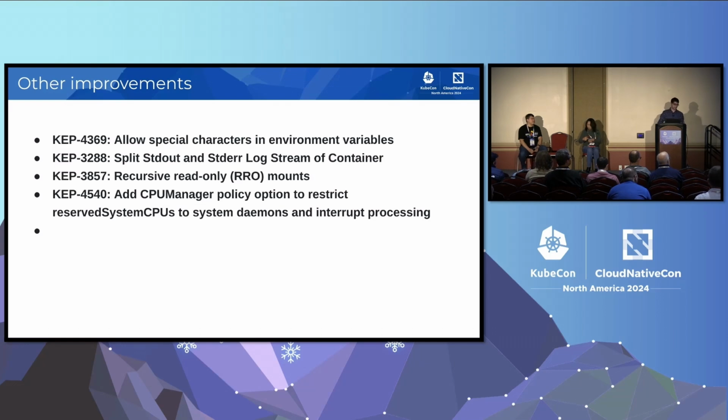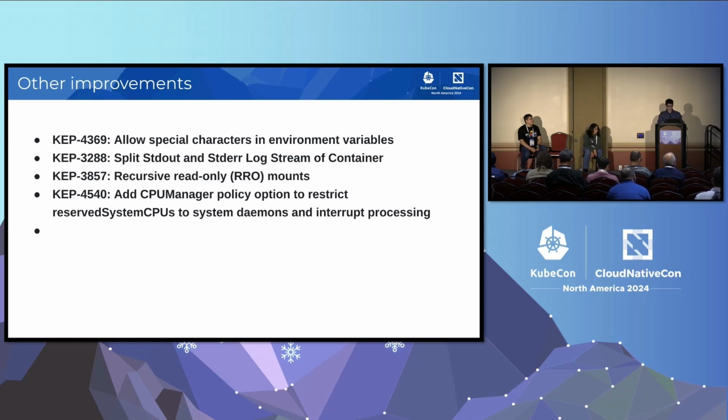The second one is about splitting the standard out and standard error log streams. So in some cases, you may only want one of the two, and this KEP is working towards making that possible. The third one, by Akihiro here in the audience, is for improving security. If you have mounts and sub-mounts under those mounts, in most cases, when you make the top-level mount read-only, you also want the sub-mounts under that mount to be read-only. So we introduced this KEP to add that feature to make Kubernetes more secure.